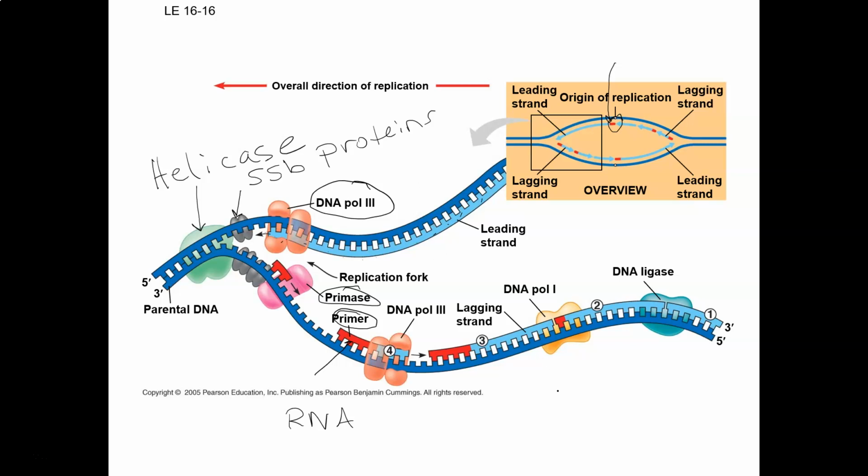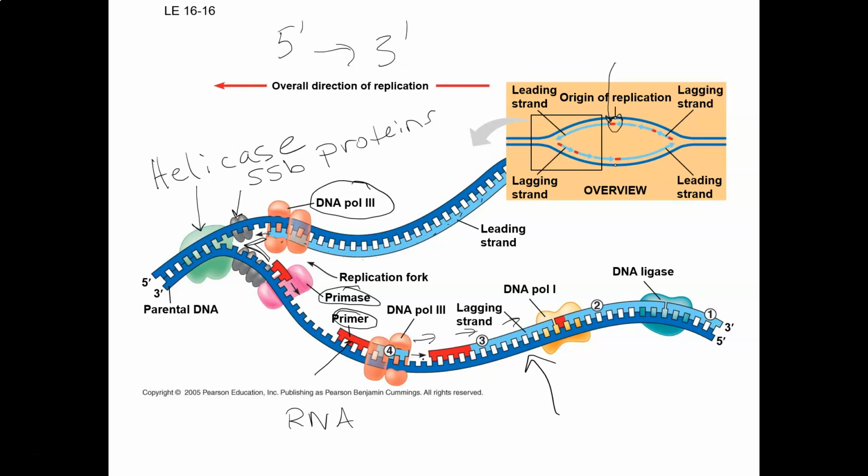In the other strand, there's a bigger problem because the 3' end is away from the replication fork. The replication fork is in here. So the DNA polymerase 3 has to add in the other direction, because you can only grow DNA in a 5' to 3' direction, because you can only add at the 3' end. You can't add to the 5' end.